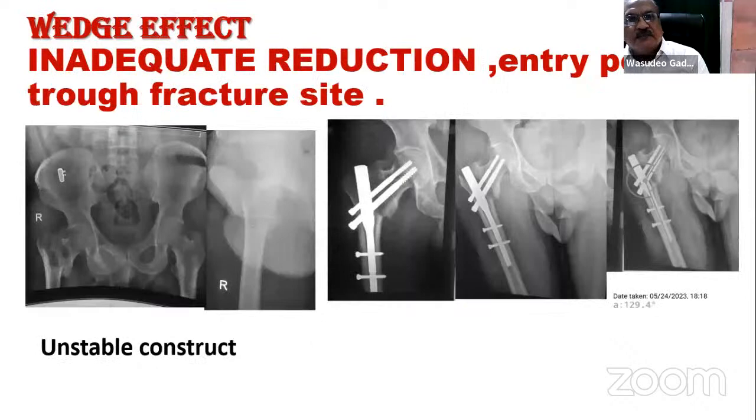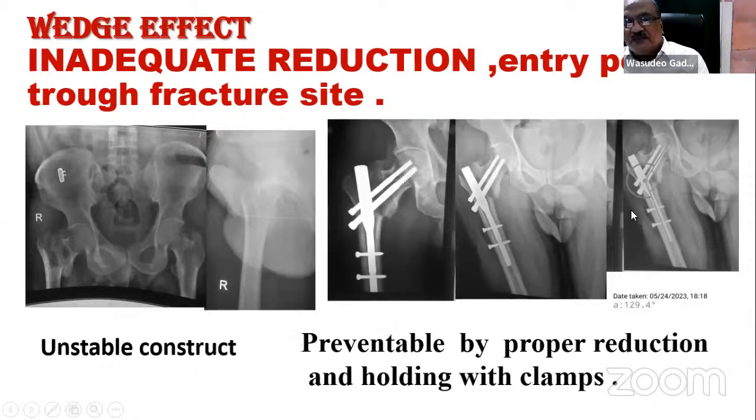Another example, a wedge effect, inadequate reduction, entry point through the same fracture site. You can see the femoral offset has increased, long screws are required, and ultimately what has happened, there is a uniform wedge here, and there is a distraction because this beak is not allowing the fracture to collapse. And ultimately you will find it is preventable by proper reduction and holding with the clamp. Such a fracture is also called an epsilon sign fracture.